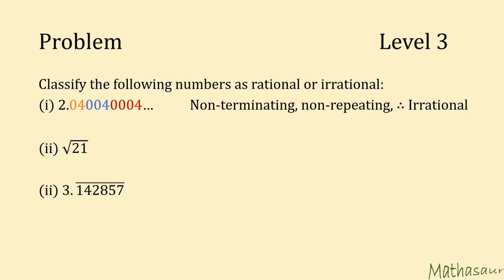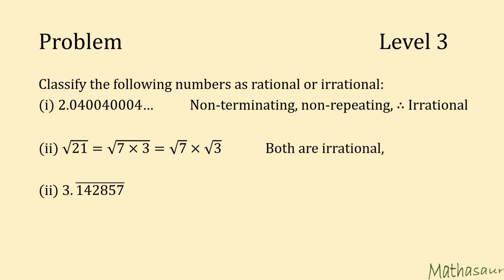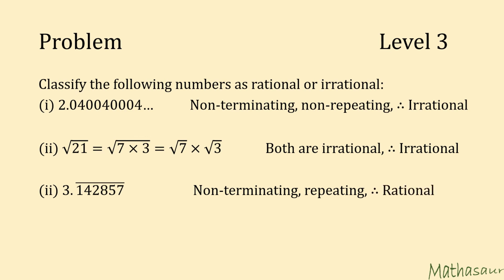Let us look at the second part. It is square root of 21, which is square root of 7 times 3. We could write this as square root of 7 times square root of 3. Now, since both are irrational, it follows that square root of 21 shall be irrational. Let us look at the third part. 3.142857 whole bar. We see that it is a non-terminating, repeating decimal. Hence, it is a rational number.